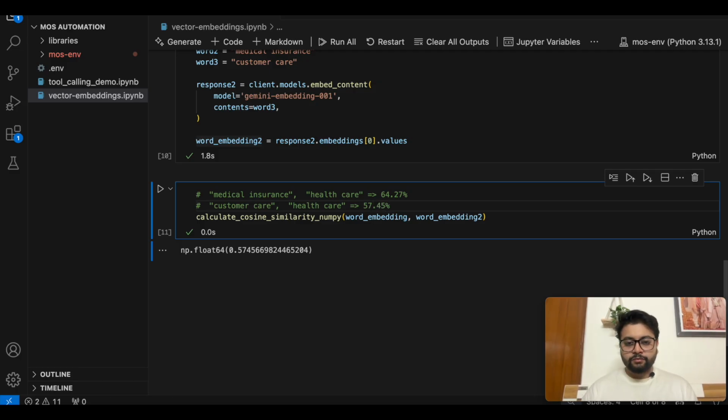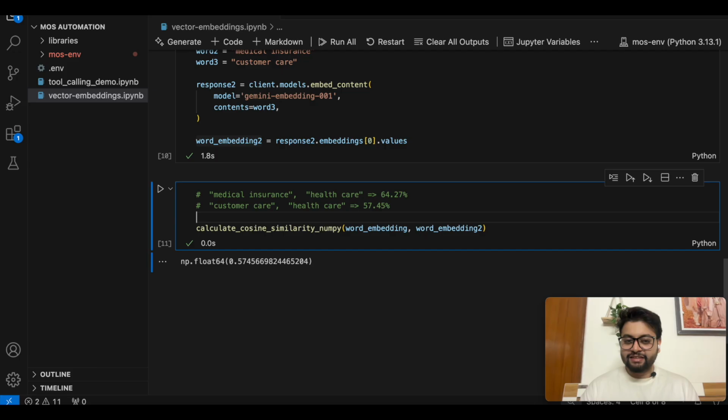Now this is the one. Even though they have similar words, the cosine similarity of customer care is lower than the cosine similarity score between medical insurance and healthcare, right? And maybe we can experiment with one more phrase and let's see what happens. This time I'll again take healthcare as a common phrase, but this time let me map it with hospital care maybe, and let's see what similarity score we'll get this time.